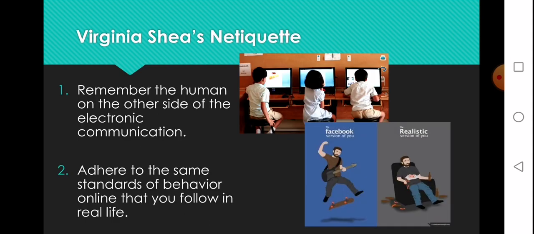So we have here Virginia Shea's netiquette. First, remember the human on the other side of the electronic communication. When communicating electronically, whether through email, instant message, discussion post, text, or some other method, practice the golden rule. Do unto others as you would have others do unto you. Remember, your written words are read by real people, all deserving of respectful communication. Before you press send or submit, ask yourself, would I be okay with this if someone else had written it?